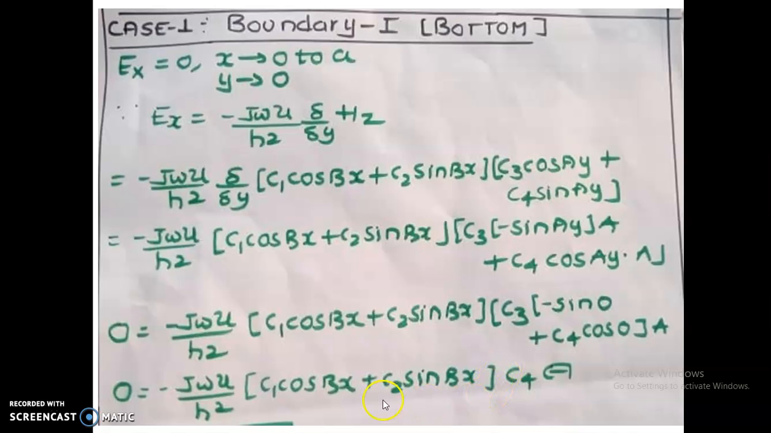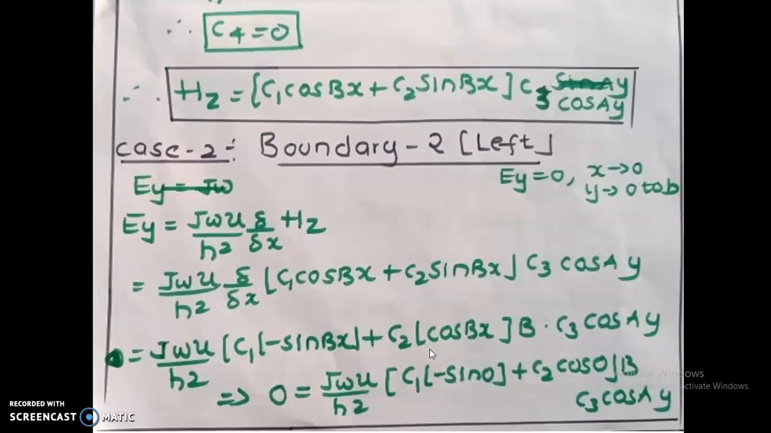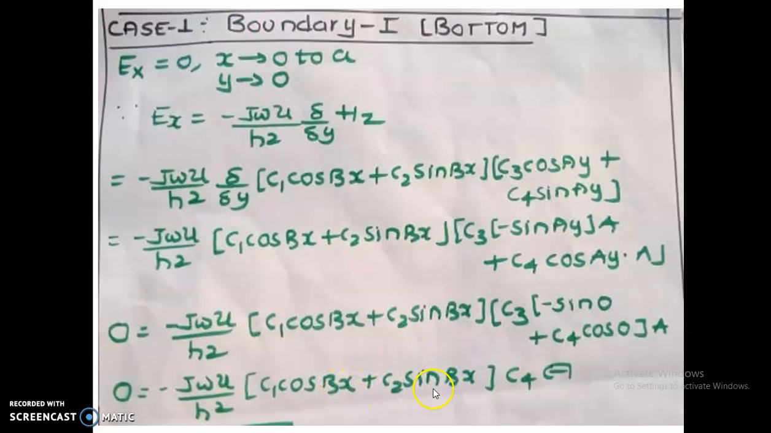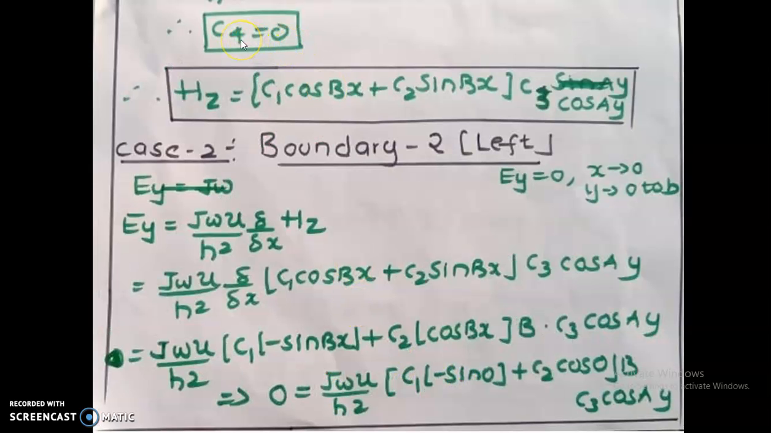Multiplication of any two terms, if it becomes 0, then any one of the terms should become 0. Now I can't make this one 0 because it is a constant. This is also a constant, and this one depends on x. So x is a variable here, so we can't make this 0. Definitely the term c4 should be 0, as x is a variable. So now we got c4 equal to 0.